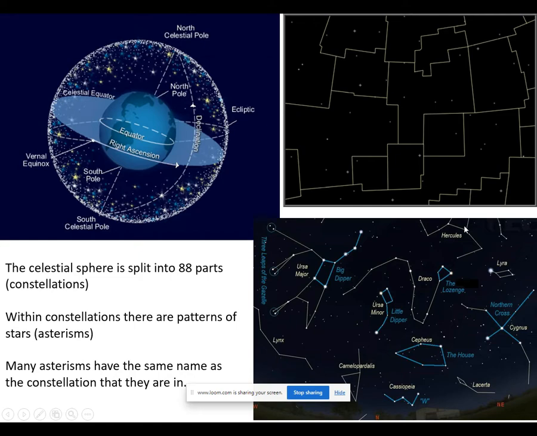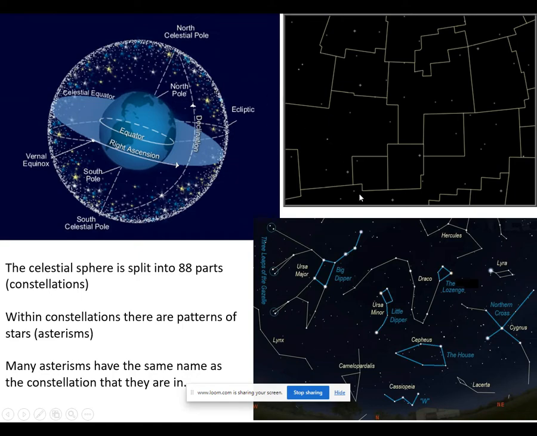So here we have constellations and asterisms. If you imagine that the Earth is surrounded by a sphere, and then all the stars are placed on that sphere. So there's nothing further away, there's nothing closer. So all the stars are an equal distance away, which, before we understood deep space, we had no reason to know that it wasn't like that. So on this sphere, which we call the celestial sphere, we've split it into 88 parts. Those are called the constellations.